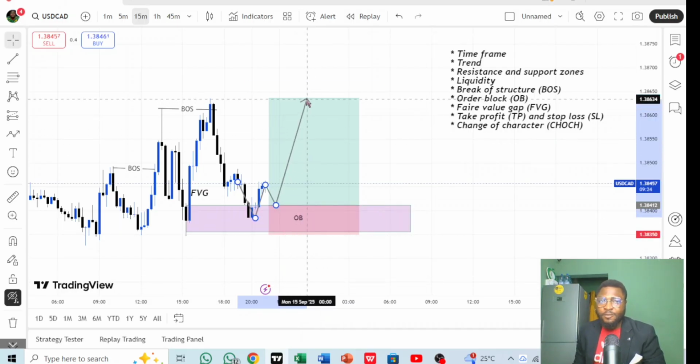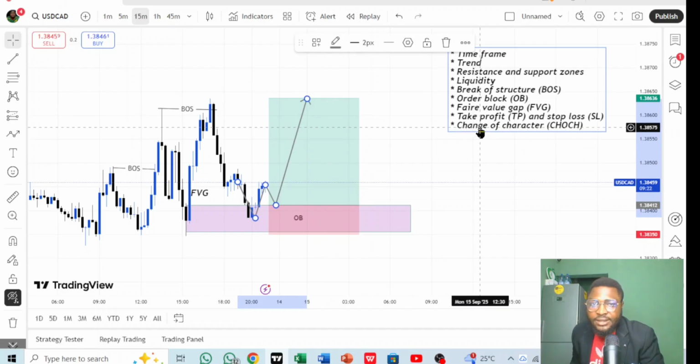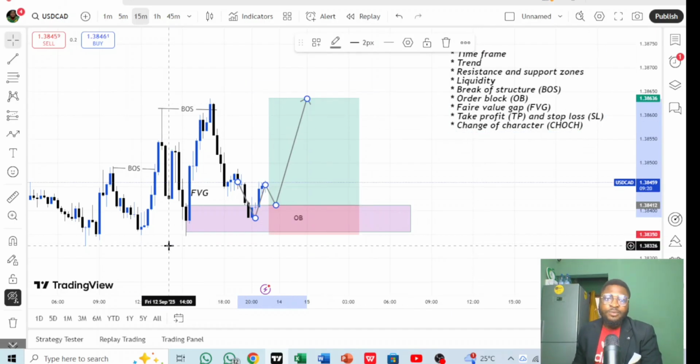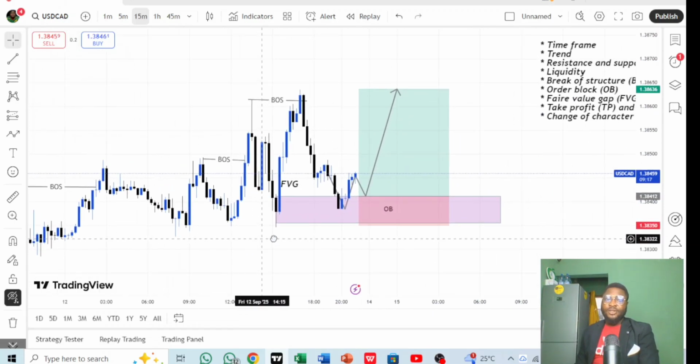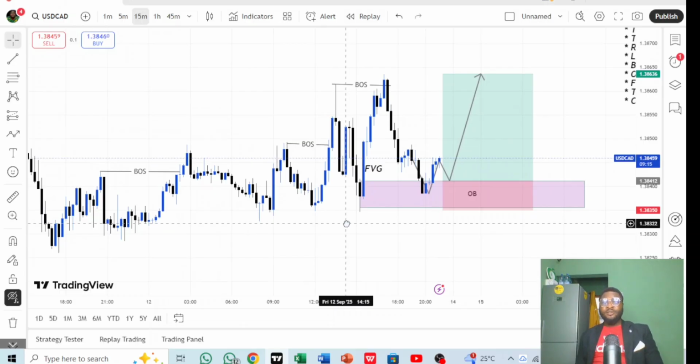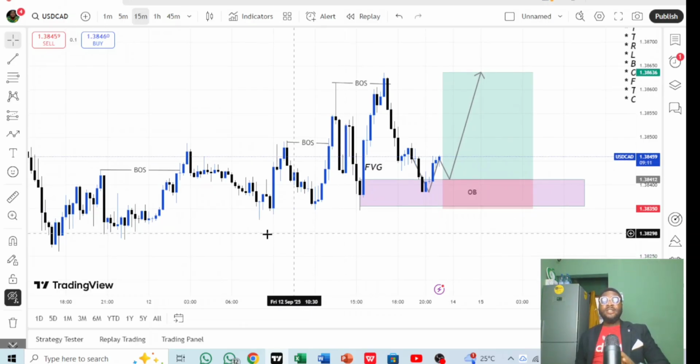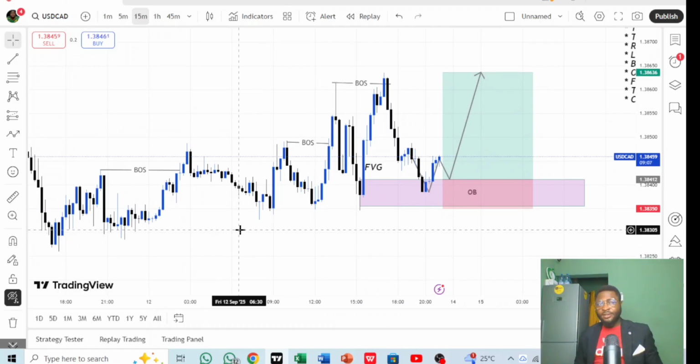So the next is change of character, which I've explained earlier. So guys, this is what we have been doing. This is how we have been analyzing the market. This is the strategy we have been using to come out with the successful trade that you have seen all this while.